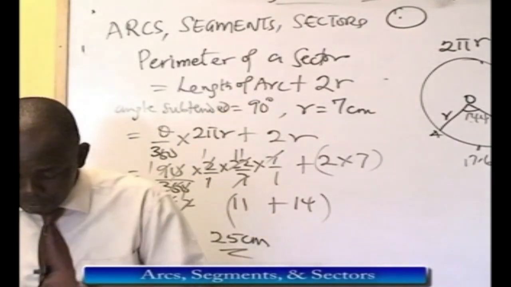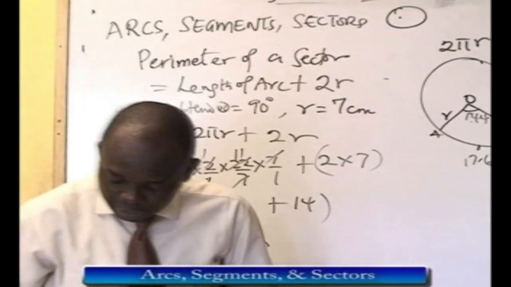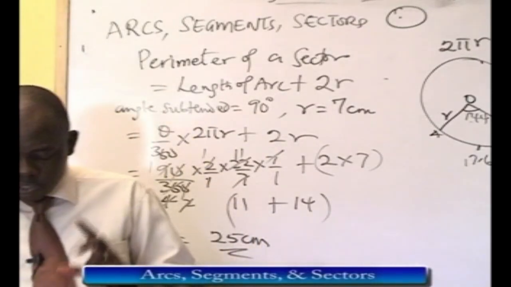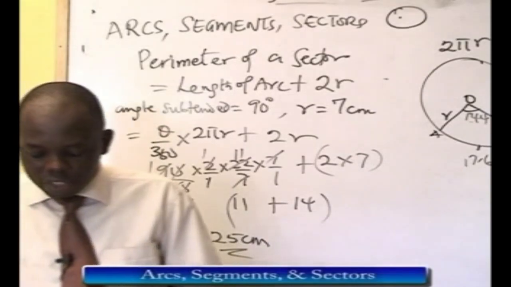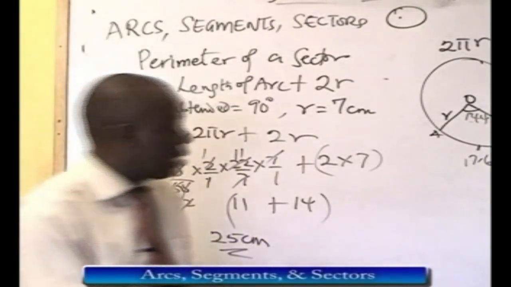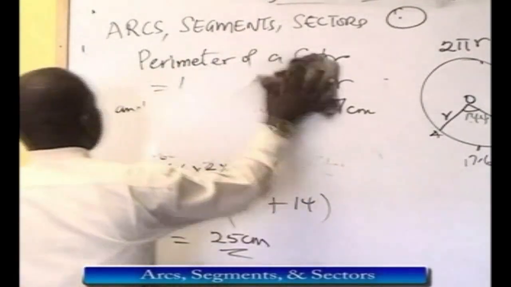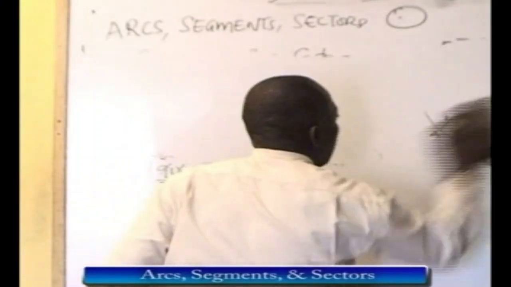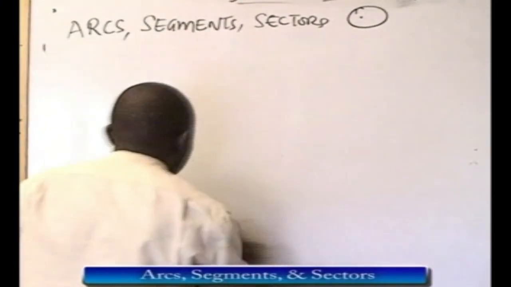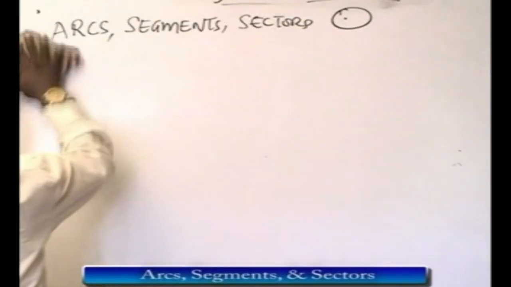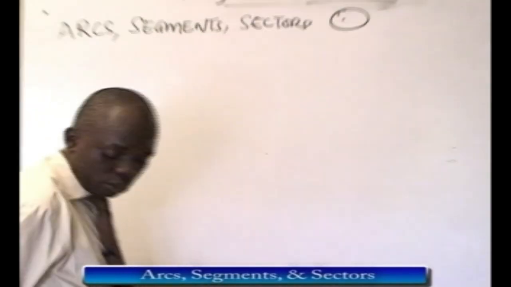The area of a segment. To determine the area of a segment, the area of a sector is first determined, and then that of the triangle. Please let me explain this. Let me clean this so that we can concentrate on the segment. The segment is a portion of a sector.